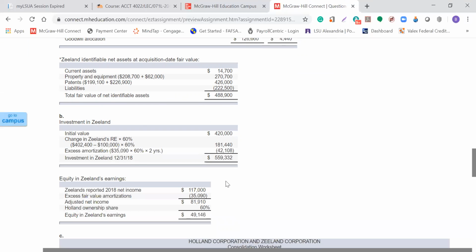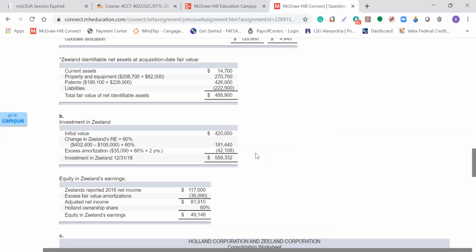Then we have to look at our investment in Zealand. Again, our initial value was $420,000. We had a change in Zealand's RE, 60% of the 402.4 minus the $100,000, plus your amortization. So your investment in Zealand as of 12/31/18 is $559,032.